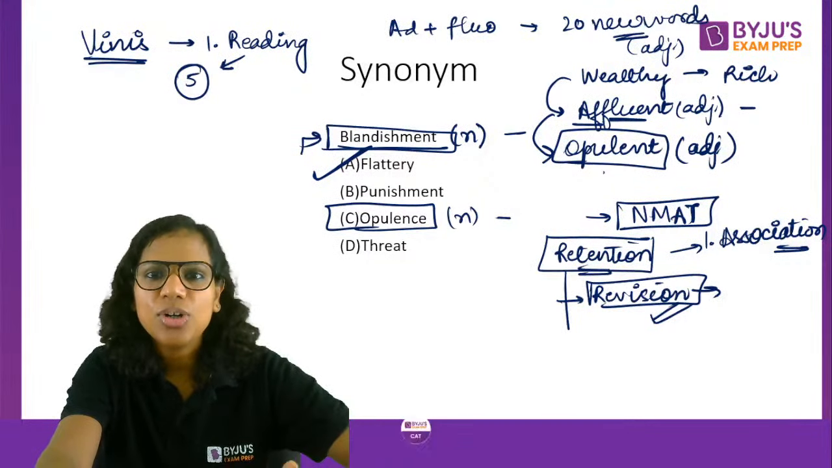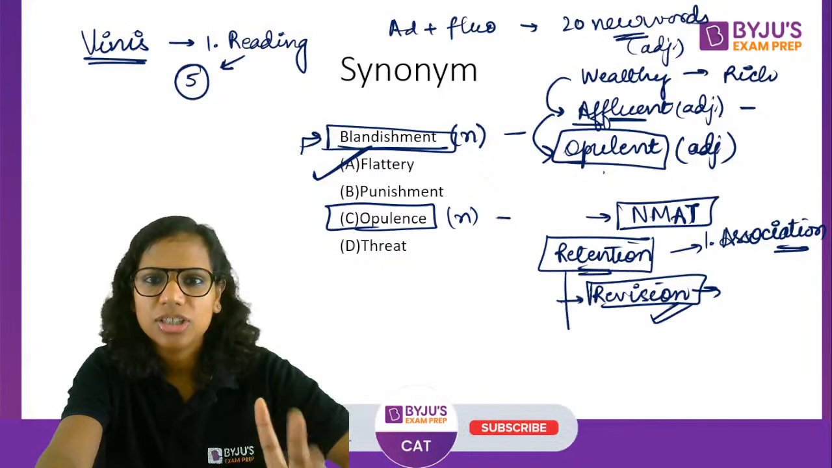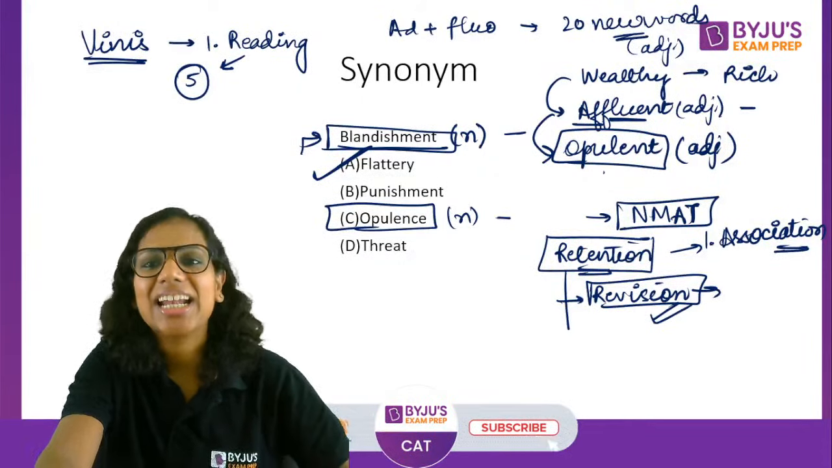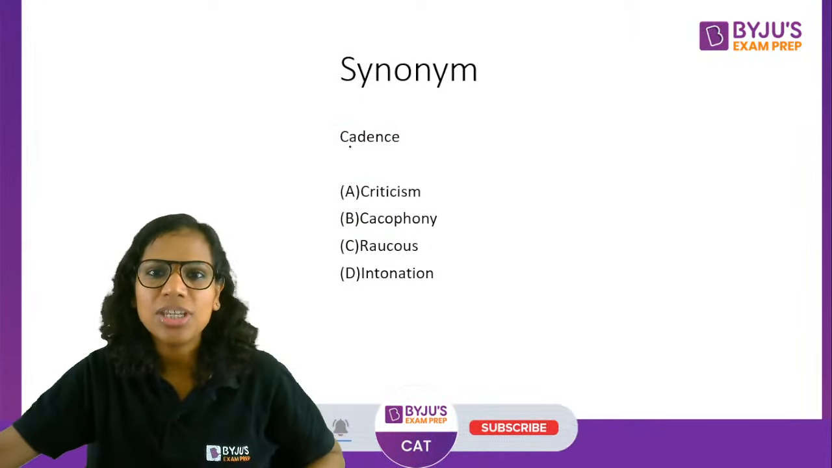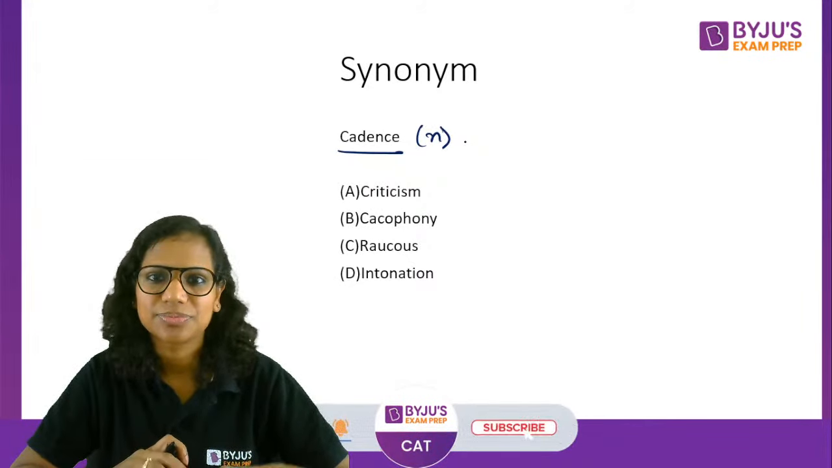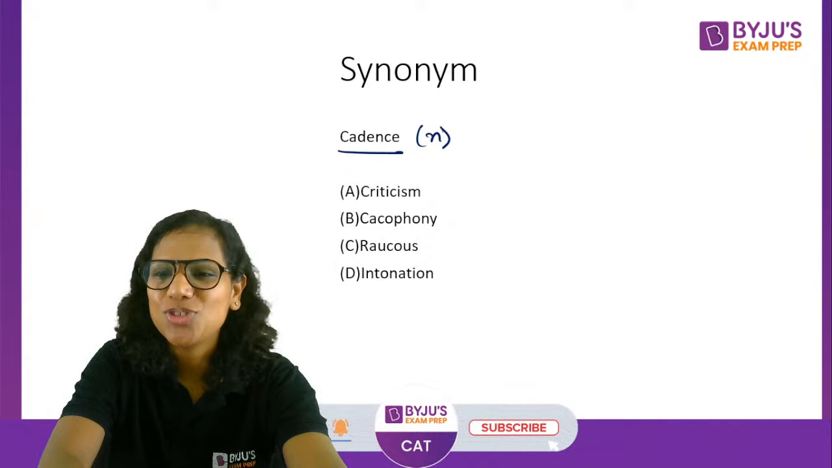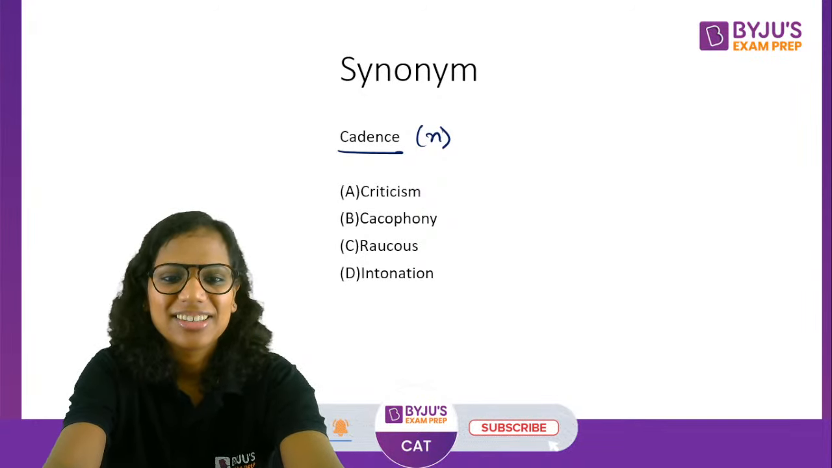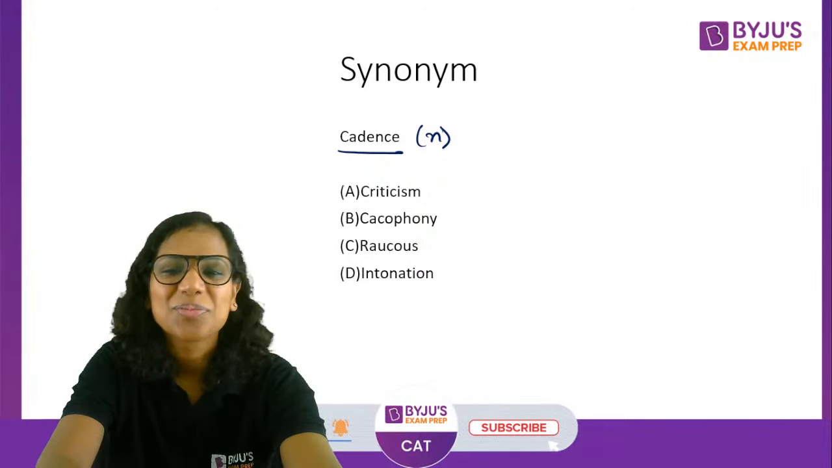Alright. So opulence, blandishment, these are clear to you. Opulence is extreme wealth. Blandishment is flattery. And now we can move to our next question. Cadence. Yes. Cadence. Does it remind you of something? Cadence? Any J.K. Rowling World fans here? Yes. Who was Cadence? Anyway, what is cadence?